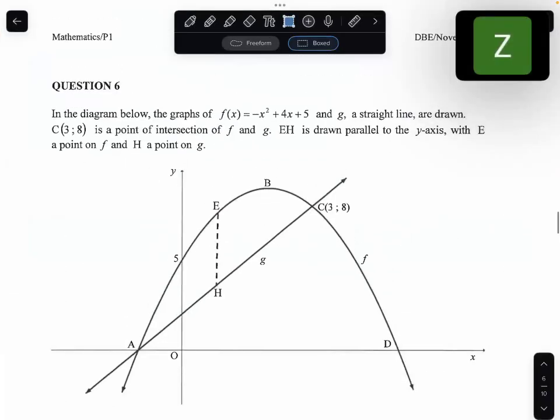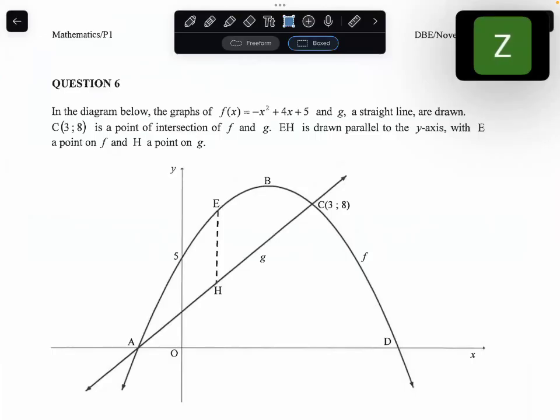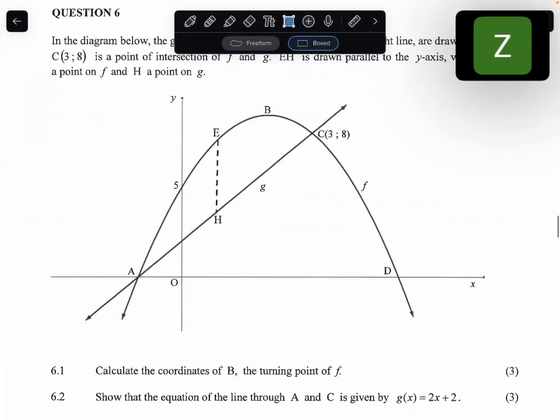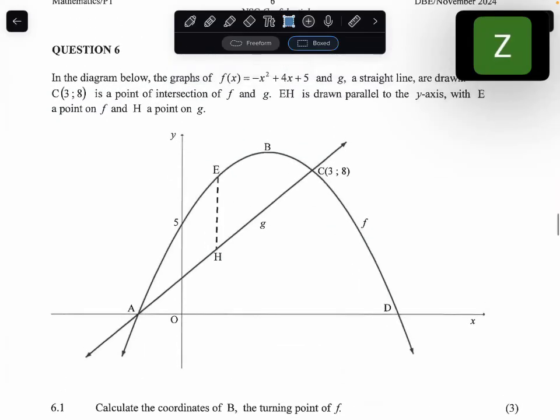Right, question 6. It says, in the diagram below, the graphs of f of x is equal to minus x squared plus 4x plus 5 and g, a straight line, are drawn. C, the point 3 and 8, is a point of intersection of f and g. EH is drawn parallel to the y-axis, which means it's a vertical distance, with E on F and H a point on G. Okay.